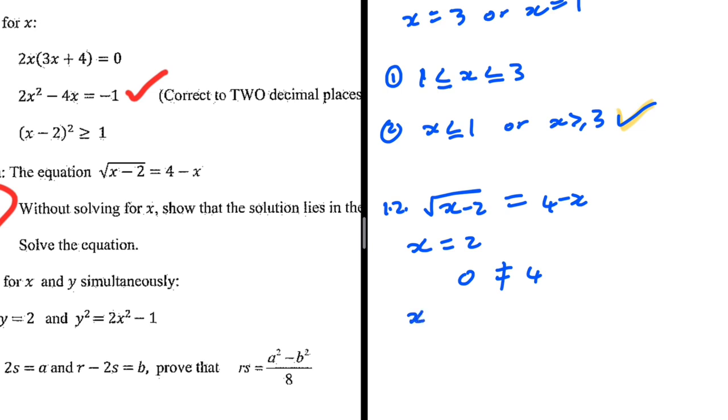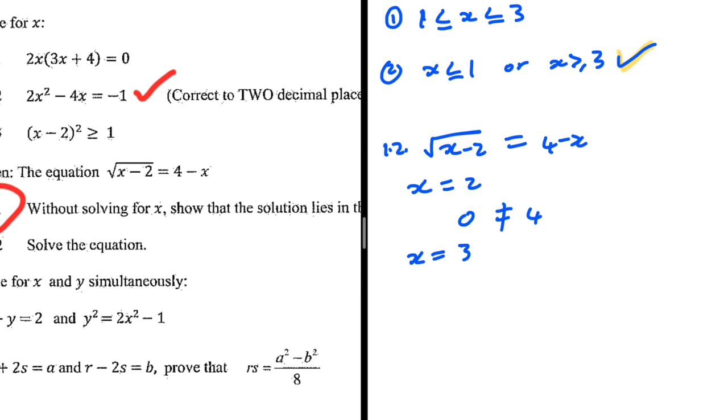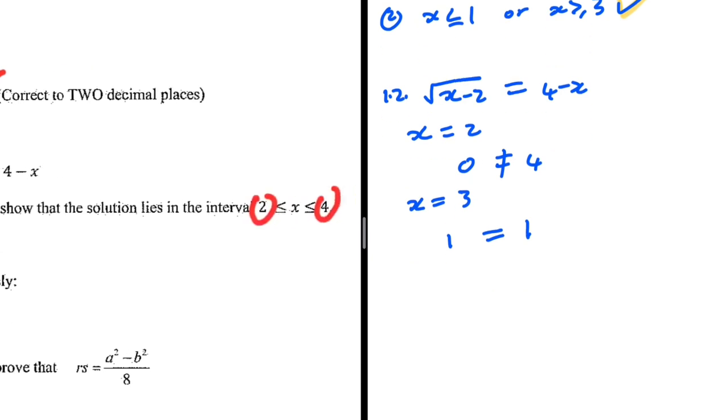And now let's test x equals 3. Let's see. So we're going to have 3 minus 1, which is 1. The square root of 1 is 1. And then this is equal to 4 minus 3, which is 1. X equals 3 works. Now let's take a look at x equals 4.